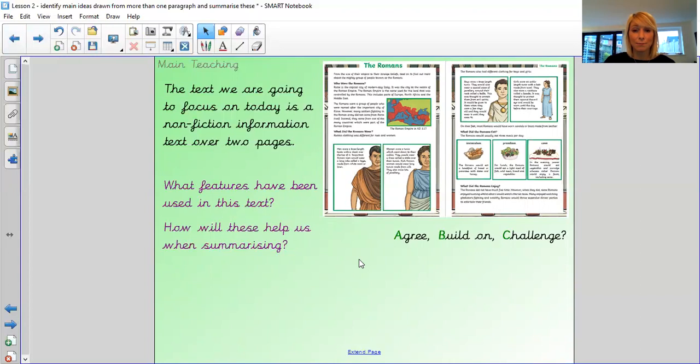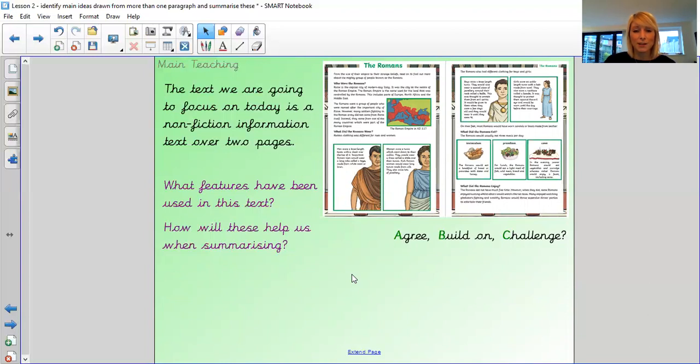So this is the text you're going to be looking at today. I've put this onto the daily plan for you. So if you're able to, you can print it out to read it. If not, you can read it on the screen. It doesn't matter, okay? And we will read it through together in a moment, because I know usually when we're together, we would read the text together. So I'll read it for you in just a moment to make sure that you've all heard it and understood the reading. So the text we're going to focus on today is non-fiction, and it's over 2 pages. So we're going to be working on summarising 2 pages of text.